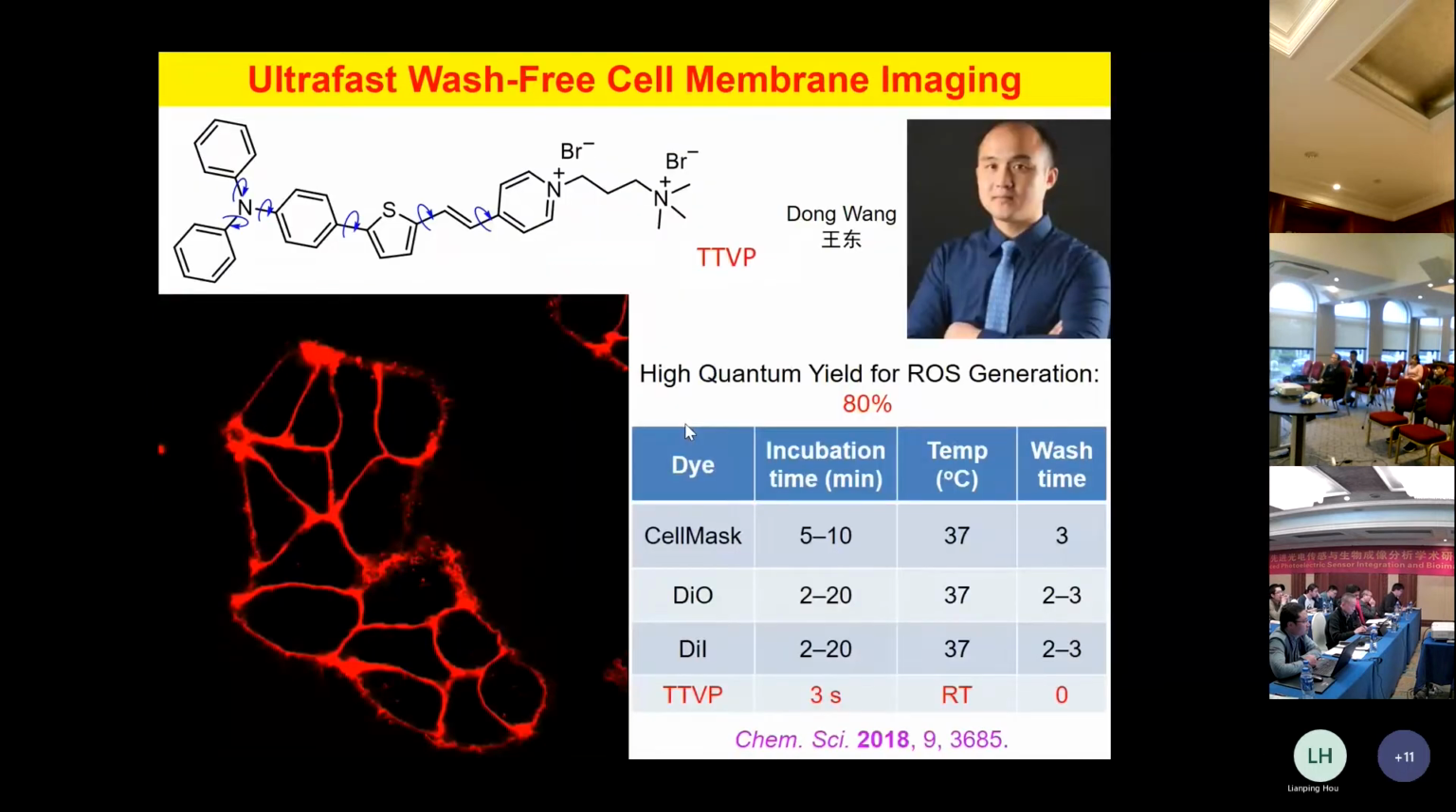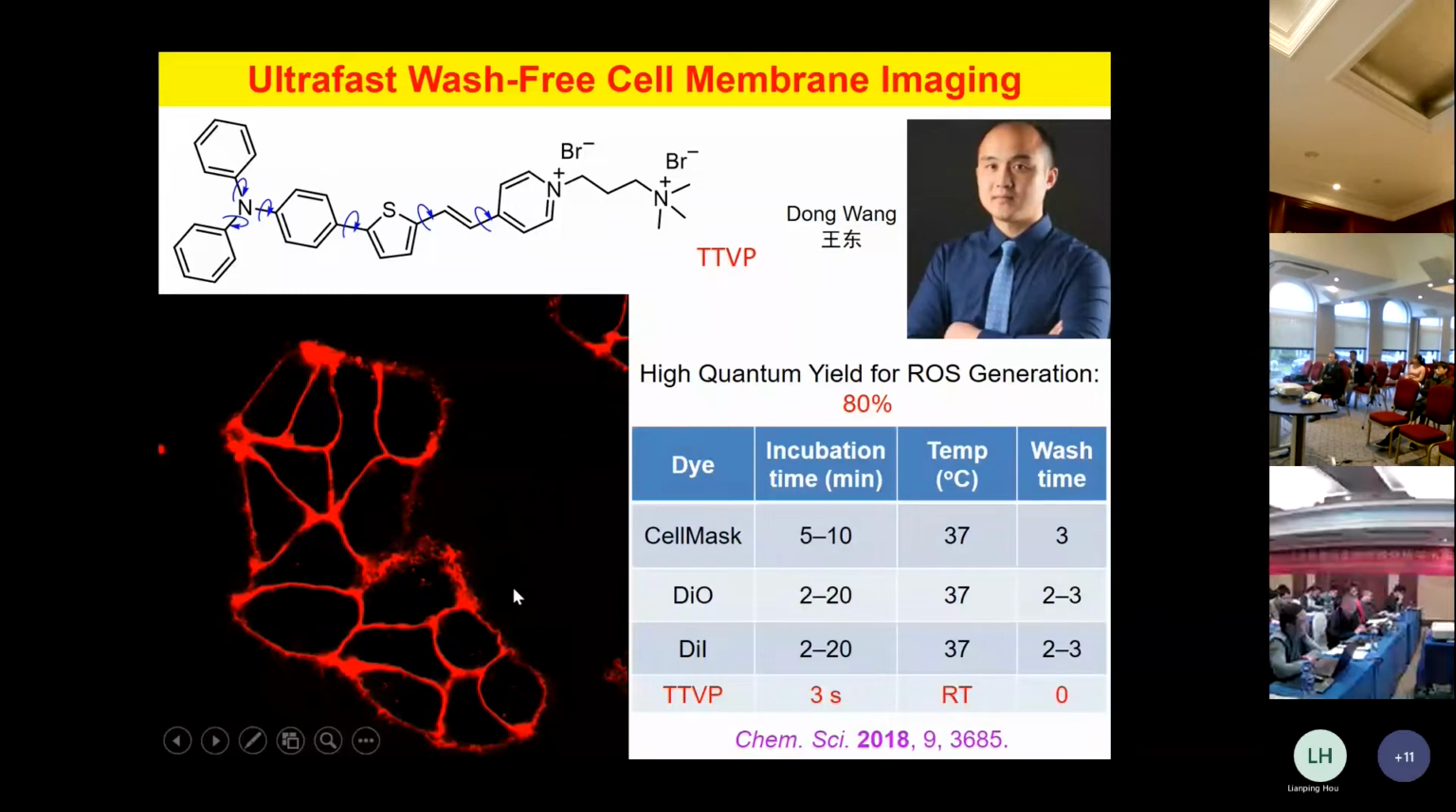So the previous example is about the mitochondria. Now I will talk about the cell membrane. Actually, in the market, there are many of these kinds of dyes. However, you have to incubate, you have to control the temperature, and the most important thing is that you have to wash. You can see this AIEgen, you just mix it, you just put it into the cell, after 3 seconds, at room temperature, without washing, you can see the cell membrane.